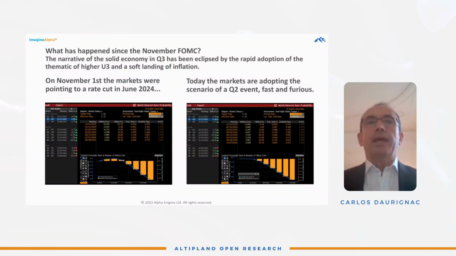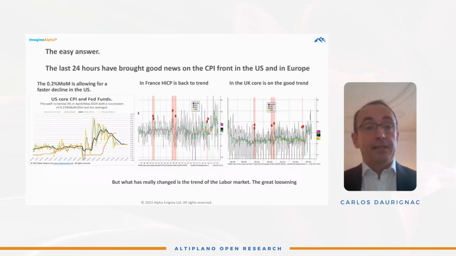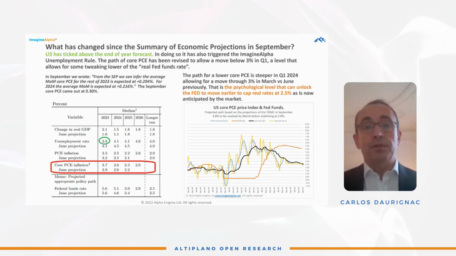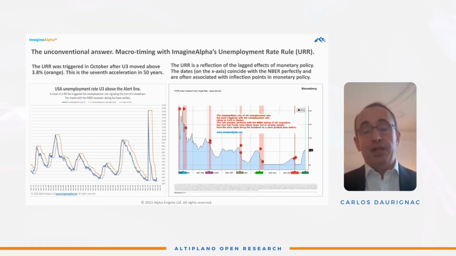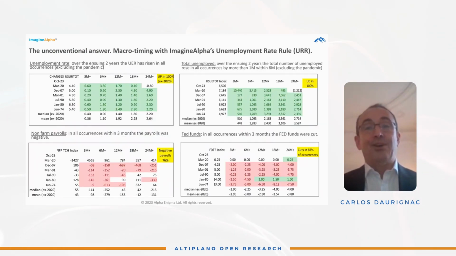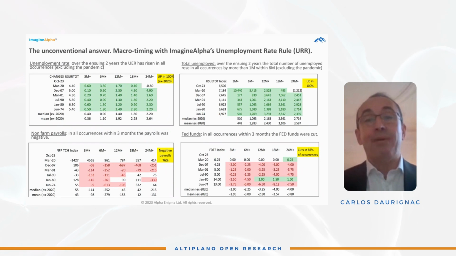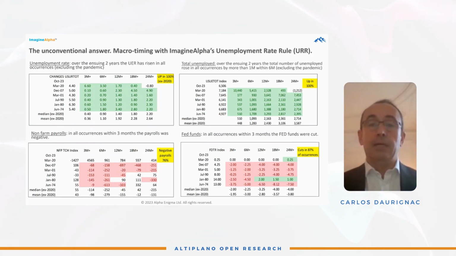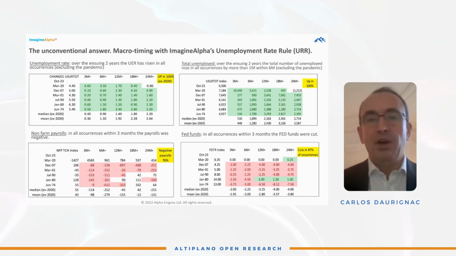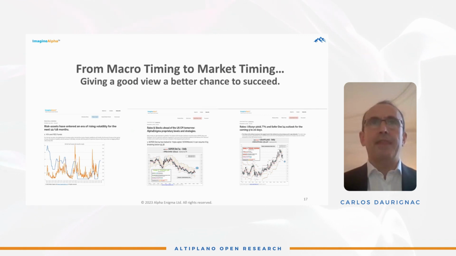Okay, so we have said that a very big event has taken place on the macro front in October with this unemployment rate rule, that inflation is going in the right direction, that central bankers are resisting the calls from the markets at this point because they are data dependent, and that so far the loosening has not been big enough. We understand that.